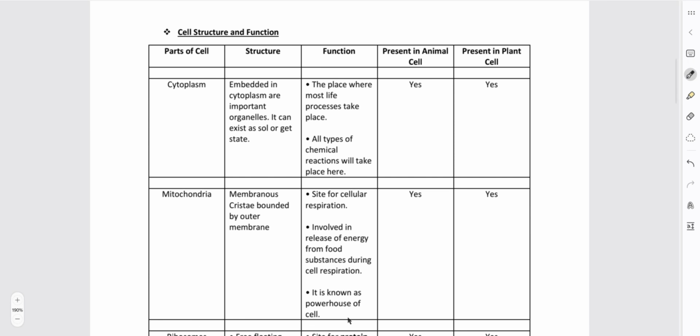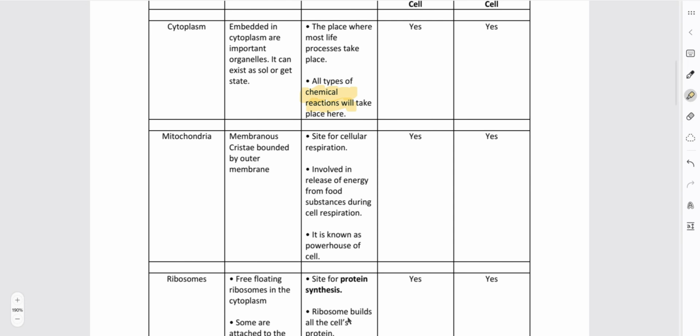To talk about the organelles, the cytoplasm, we already know, is a jelly-like substance where all chemical reactions take place, right? The mitochondria is the powerhouse of a cell, but we cannot say that. In O levels, we must say it is the site for cellular respiration. A lot of students in their exam paper write that it is the site for respiration. No, this is not true. It is the site for cellular respiration, not respiration.